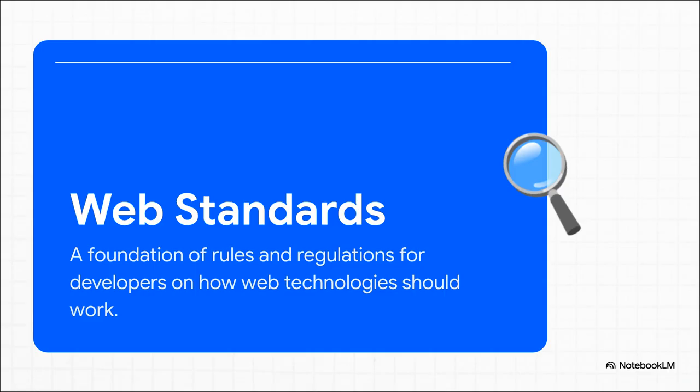So what are these web standards we keep talking about? Well, you can think of them as the official rulebook for the internet. They're these detailed formal documents that tell every developer and every browser maker exactly how technologies like HTML are supposed to work. This is what ensures that when you build a website, it just works, predictably, for everyone, everywhere.